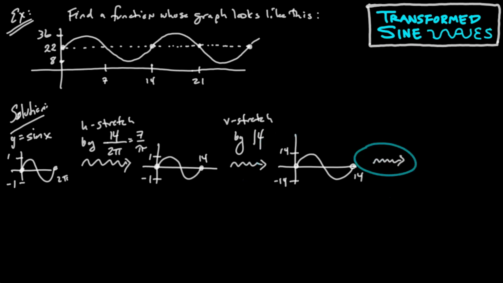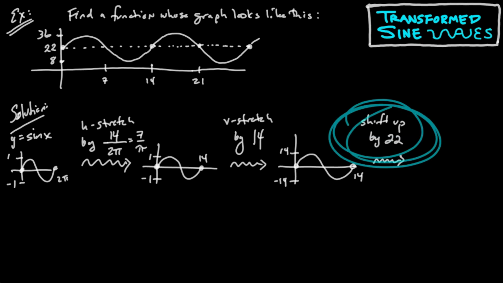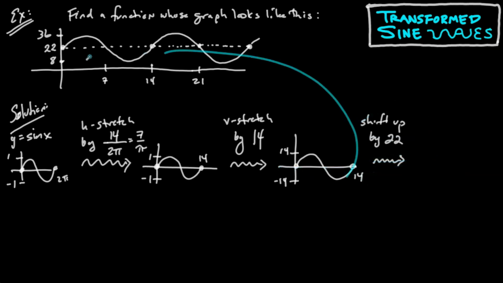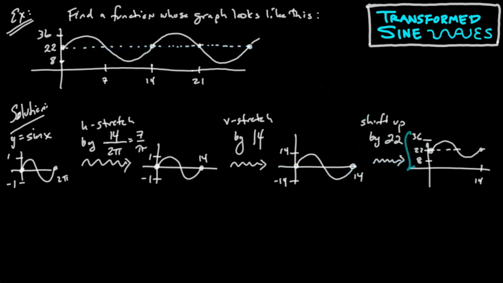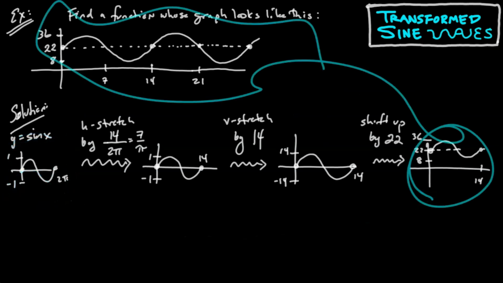But I'm not quite done. We need one more transformation. We need to shift this sucker up, not, thank God, by 14, but by 22 units, which will put my midline up at y equals 22, and the range of the function between 8 and 36, which is exactly what I wanted. Great! So I've got a sequence of 3 geometric transformations that will take me from the very familiar sine wave to this sinusoidal function I'm aiming at.